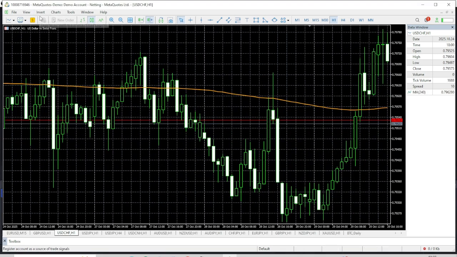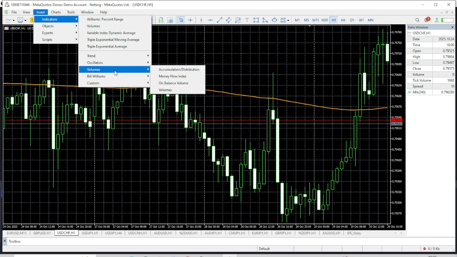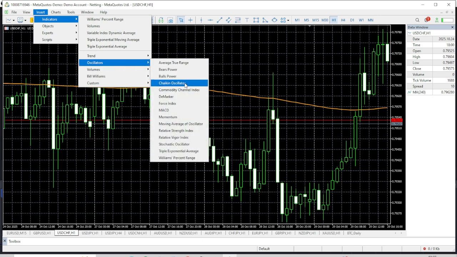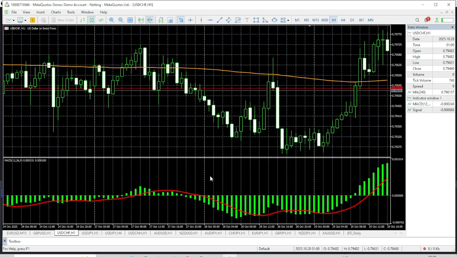And then we insert the default MACD setting. It is a momentum indicator, so we have it here. This is it. First EMA, this is the setting. It is default. If you don't know the setting, just click reset. You have it here.